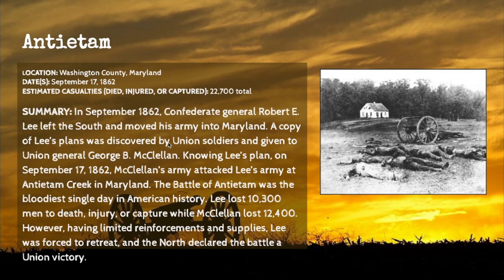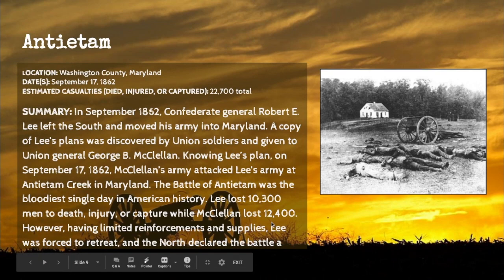One of the ways that the Union was finally able to get a win here was a stroke of luck. It says that a copy of Lee's plans was discovered by Union soldiers and given to the Union General George B. McClellan. This was probably the only decent thing that McClellan did. He was kind of a bumbling fool, but when he has the plans of the enemy, it turns out he was able to do something good. So he attacked General Lee's army and had a bit of a victory. Even so, the North had a higher death total than the South.